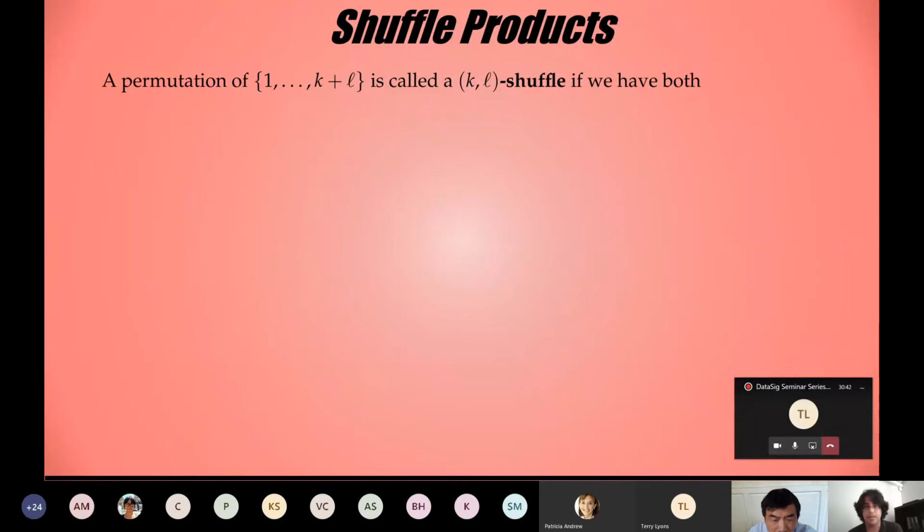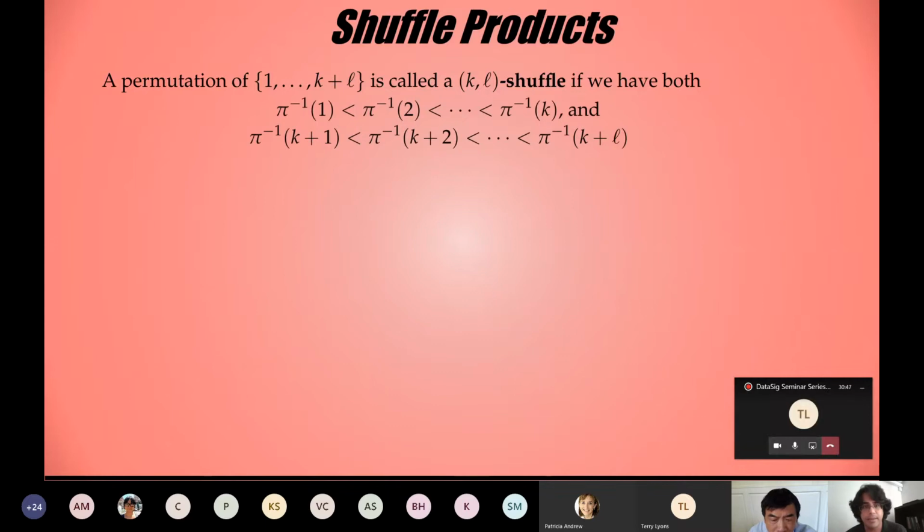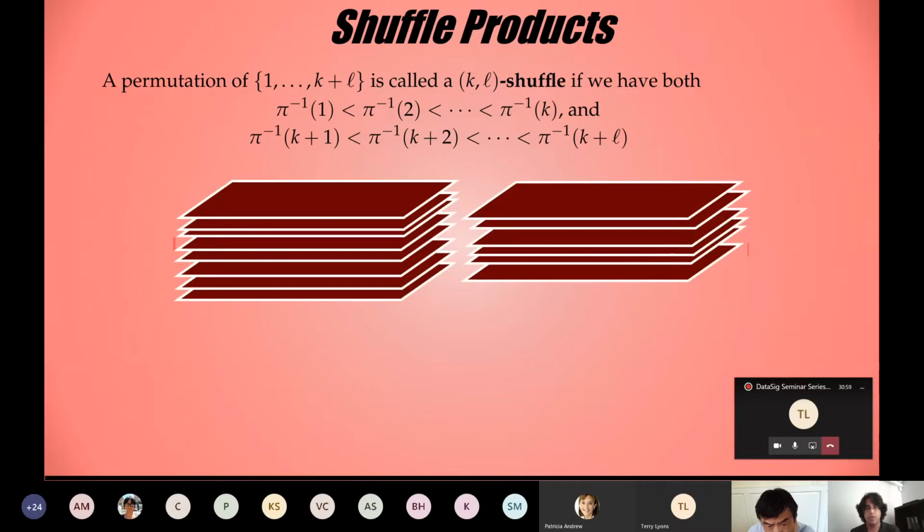iterated integrals satisfy, which is called the shuffle product identity. And it looks something like this. A permutation is a (k,l) shuffle if the following property holds. And you can either read those two lines, which are complicated, or you can look at the picture. So what's on the left is a stack of k cards. What's on the right is a stack of l cards, and you do the riffle, which means that you're allowed to rearrange them between the k and l any way you like, but the ordering on the k stack and the ordering on the l stack has to be individually preserved.